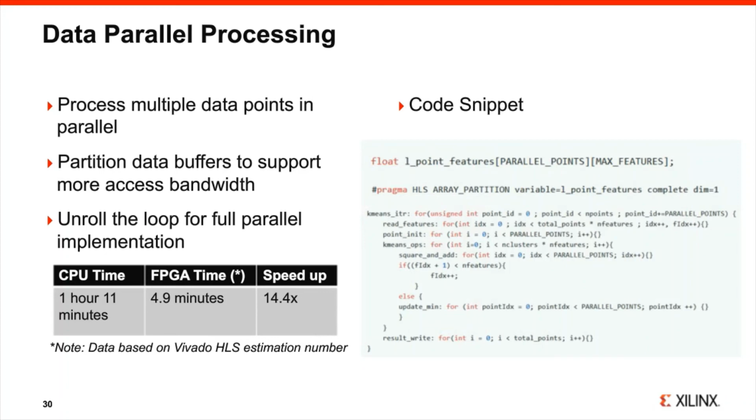Here from the table, we can see that by processing 16 points in parallel, the execution time is greatly reduced to 4.9 minutes. Also, it is very easy to try with different numbers of parallel processing points in HLS. The iteration time is also very fast.